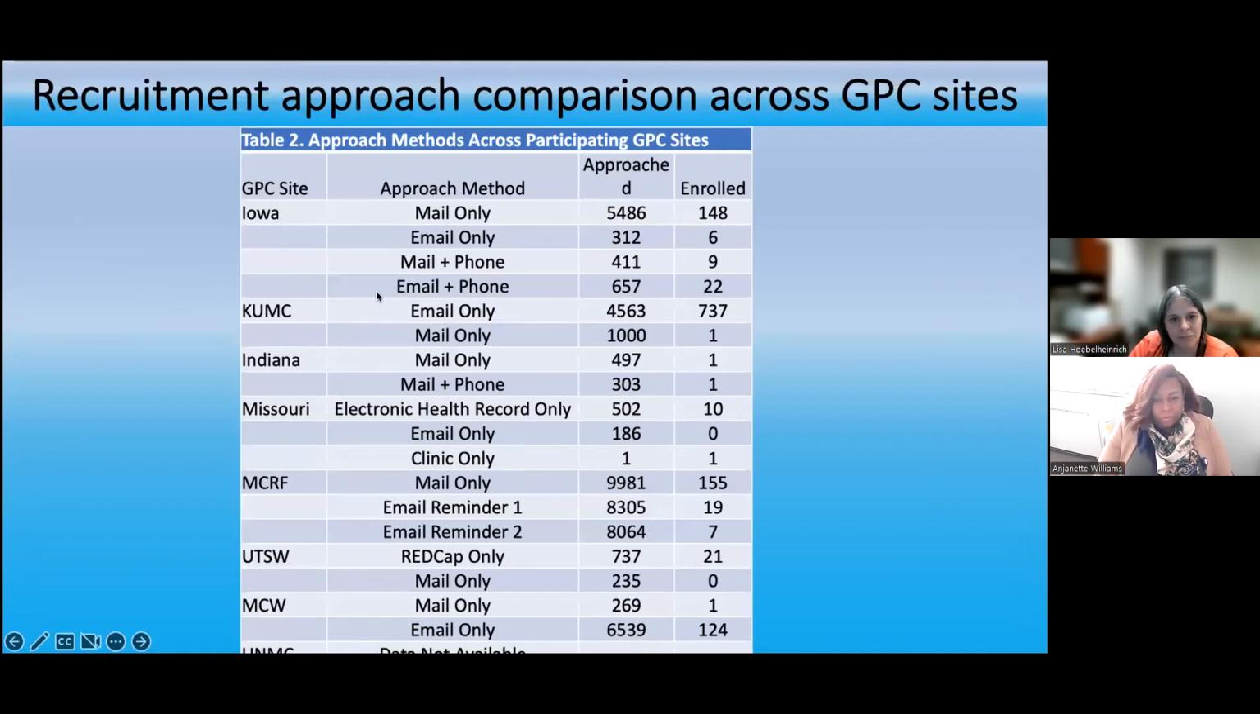And as you can see, these are all the GPC sites that participated in the study, and our site is the only one which recruited 737 patients. And we only got one recruitment from the mailers that we sent. We only tried with 1,000 patients at that time, but by far the best strategy that worked out for us is electronic. And also I must emphasize that there were different strategies that were followed.